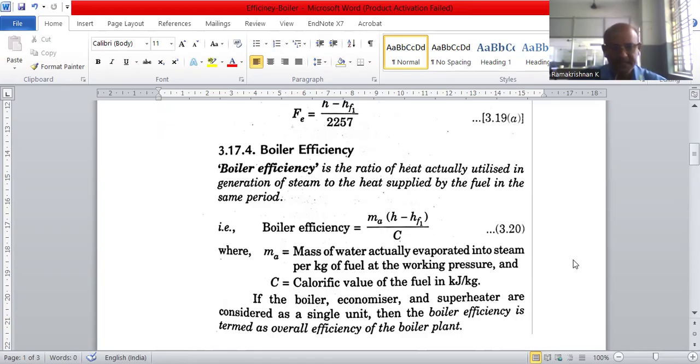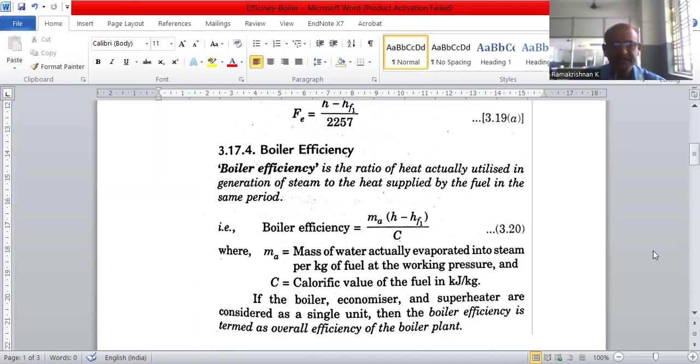In a steam power plant, the boiler is used with heat recovery devices like the economiser and superheater. These are considered as a single unit. Here, the boiler efficiency can be expressed as the overall efficiency of the boiler plant, since the units are added to the boiler and treated as a single unit.